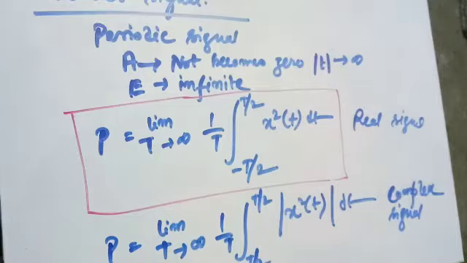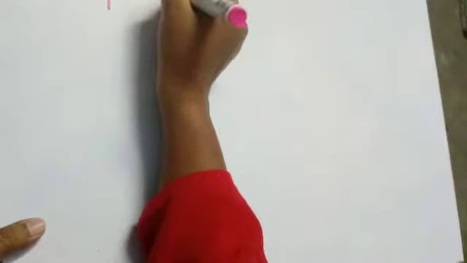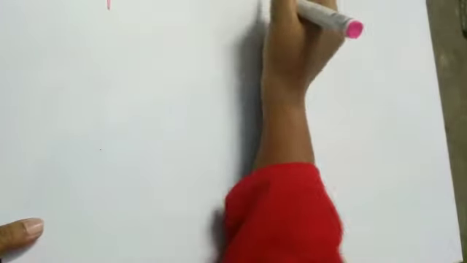Now, the example of a power signal is a periodic signal. From this fact, we can say that almost all types of periodic signals are examples of power signals. If we compare an energy signal and a power signal, there is a chart. So, our next topic is the comparison between a power signal and an energy signal.